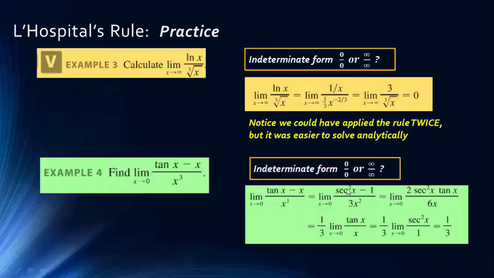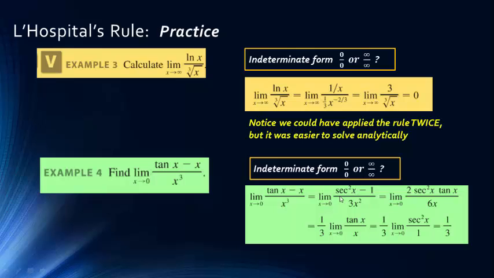The derivative of tangent is secant squared. The derivative of negative x is negative 1. The derivative of x cubed is 3x squared. Secant, remember, is 1 over cosine. Here we have 0 in the denominator. The secant at 0 is also 1 because cosine at 0 is 1, and 1 over 1 is 1. So we get 0 in the numerator because we have 1 minus 1. So we have 0 over 0.